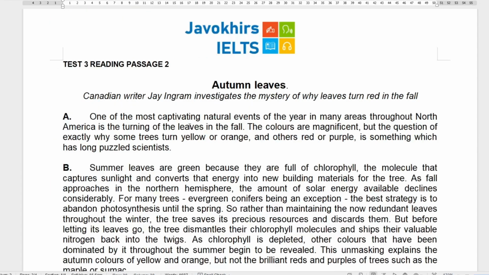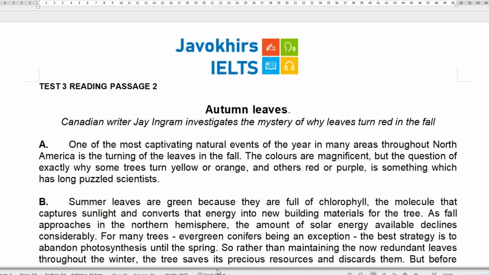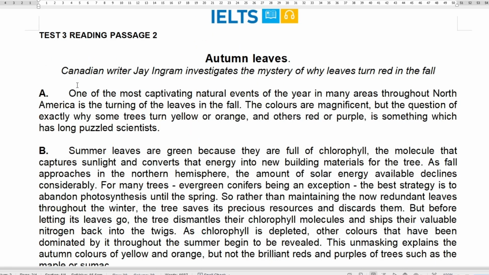So yeah, let's begin. I'm gonna try to zoom in a tiny bit. So there we go. All right. Canadian writer J. Ingram investigates the mystery of why leaves turn red in the fall. Okay, so fall, we have that. Why leaves turn red in the fall, and we will find that out now. One of the most captivating natural events of the year in many areas throughout North America is turning of the leaves in the fall. The colors are magnificent.